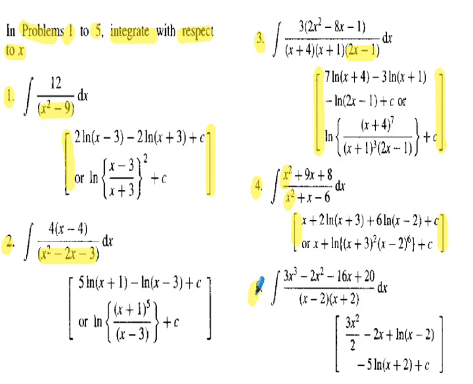And also question 5, again, if you look at the numerator, we've got an order of 3 here, but on the denominator we've got an order of 2 if we expand the bracket. So again, polynomial division required first of all before we commence the partial fraction process. Answers again shown in the square brackets.